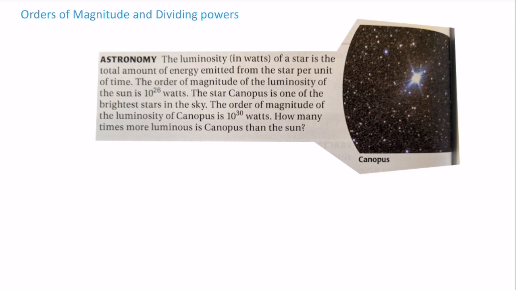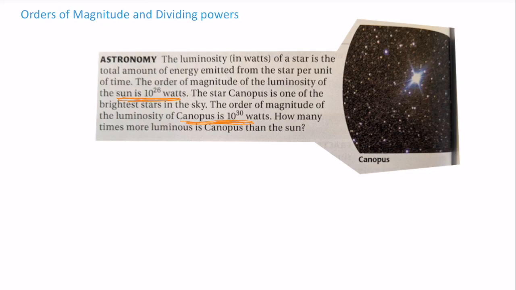Last problem. And this is just applying the concept of orders of magnitude that we did yesterday to dividing powers. So the luminosity in watts of a star is the total amount of energy emitted from the star per unit of time. The order of magnitude of the luminosity of the sun is 10 to the 26 watts. The star Canopus is one of the brightest stars in the sky. The order of magnitude of Canopus is 10 to the 30 watts. How many more times luminous is Canopus than the sun?